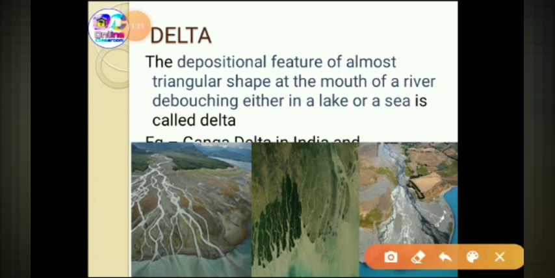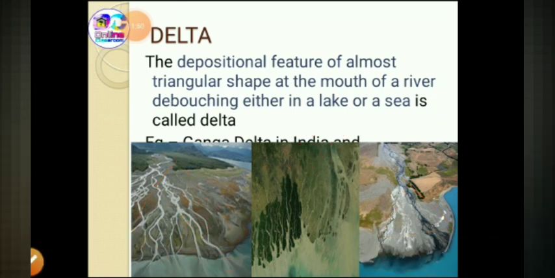This is a remote sensing picture showing how the delta formation looks in satellite imagery. We see that it has been formed in a triangular manner where it meets the nearby sea, or it has been debouched on either side of the sea or a lake. So see, this has been formed in a triangular manner. So this is the formation of a delta.